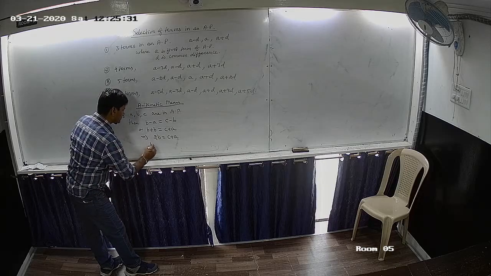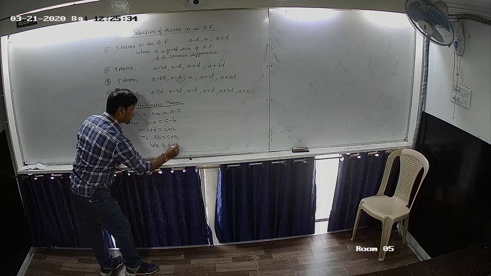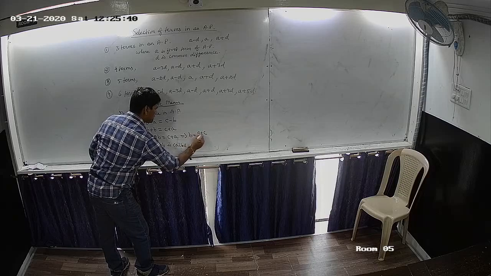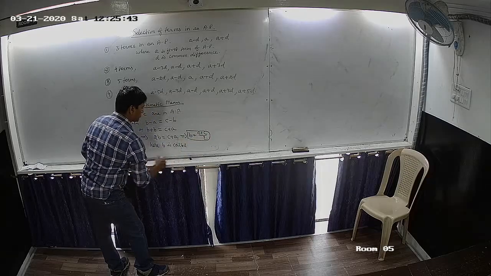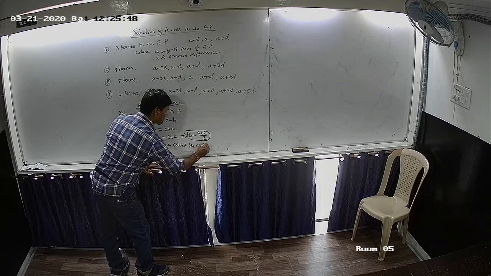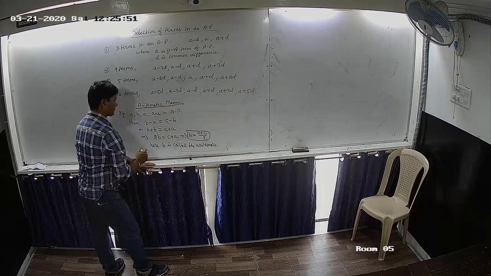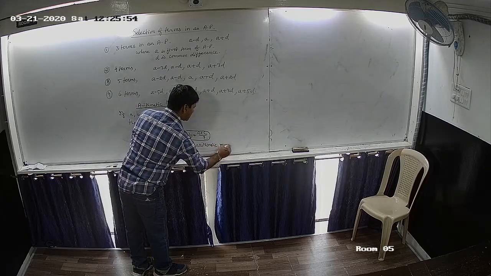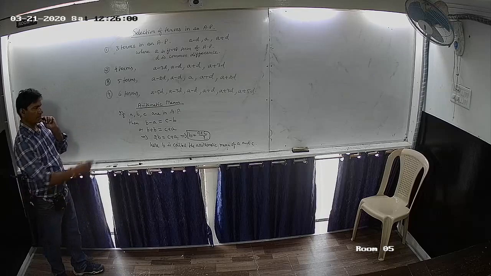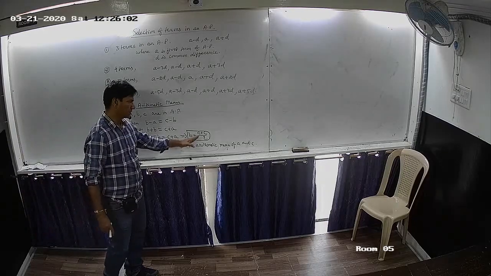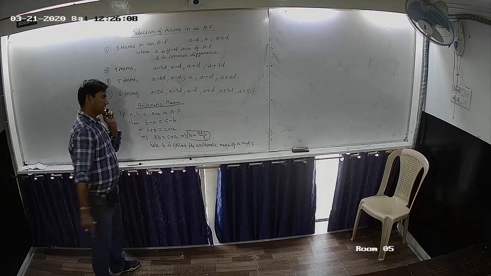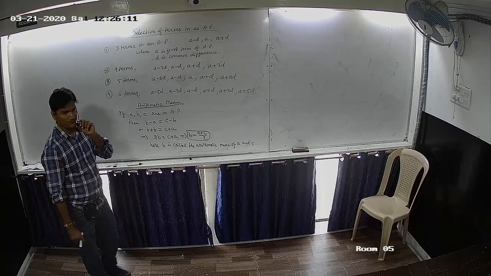So this implies B is equal to A plus C by 2. Here B is called the arithmetic mean of A and C. So the arithmetic mean of A and C is given by B is equal to A plus C by 2, and thus B is called the arithmetic mean of A and C if A, B, C are in AP.